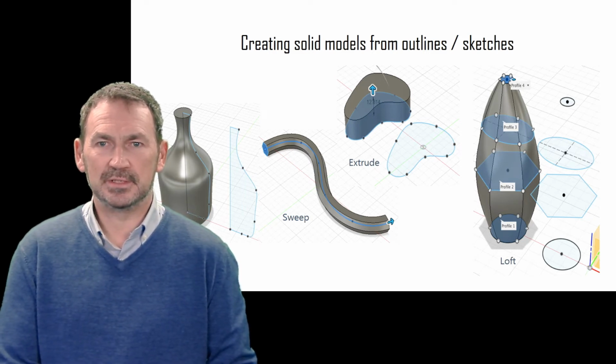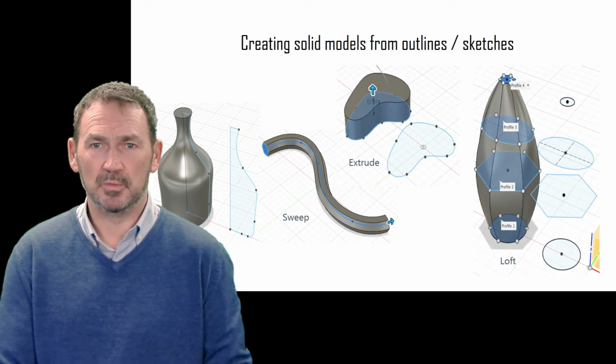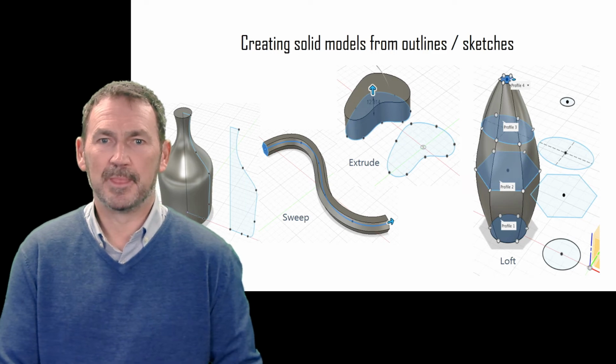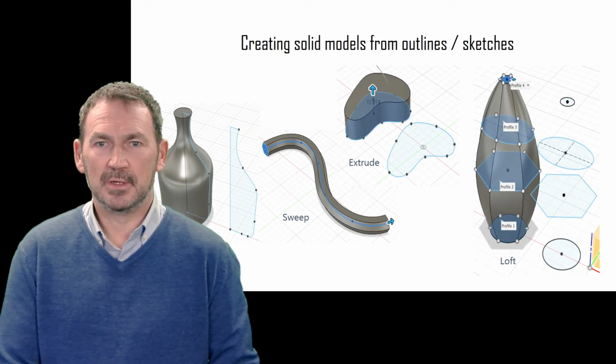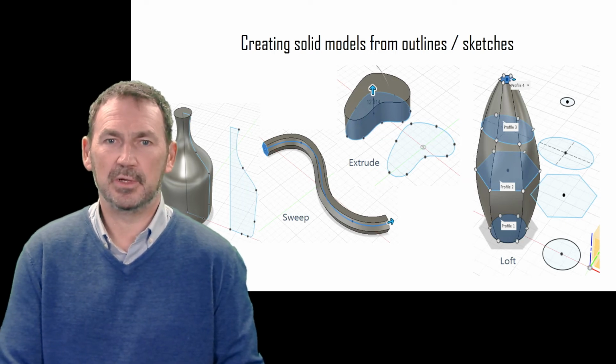The extrude tool essentially takes a 2D drawing and extends it along a path perpendicular or normal to it, shown by the blue arrow. This creates a solid body. A slight taper can be applied to make it wider or narrower at the top, but this isn't shown here.